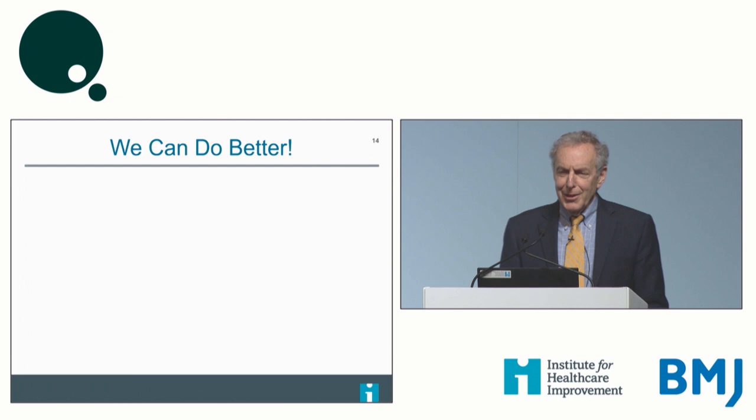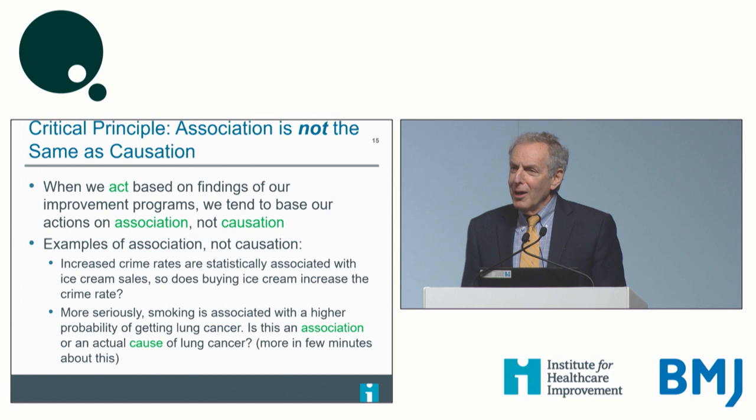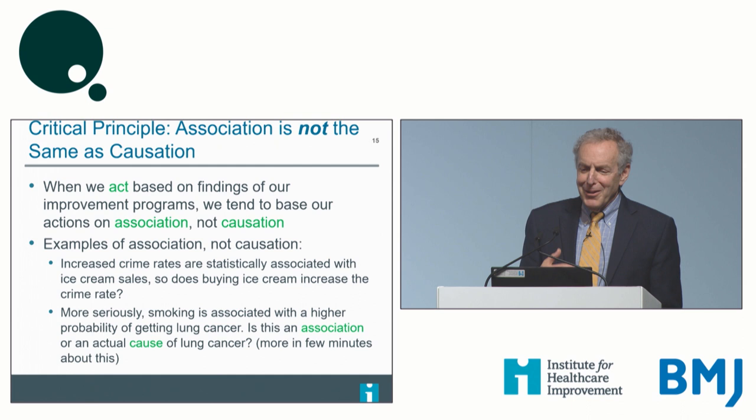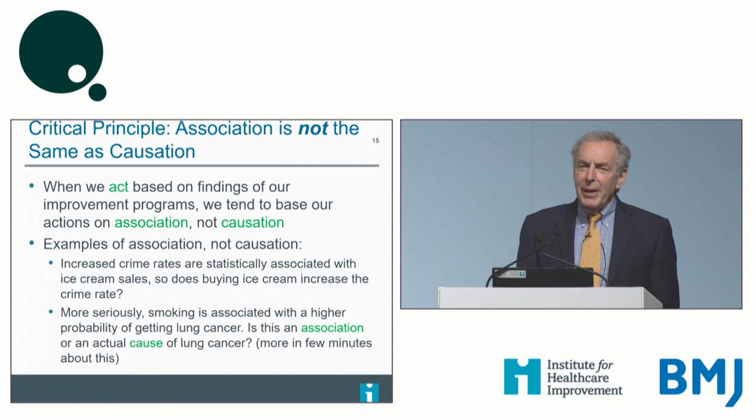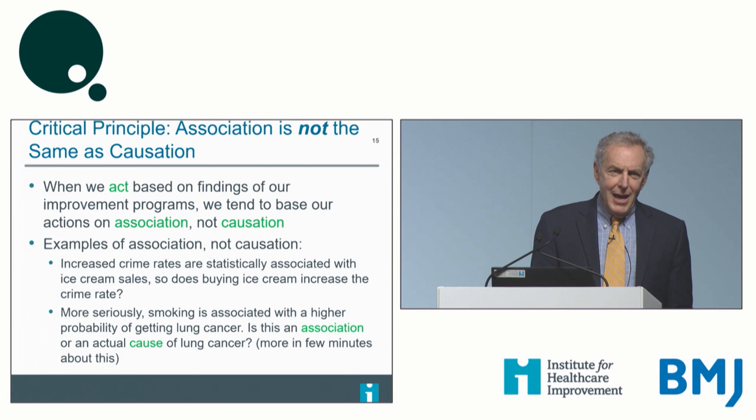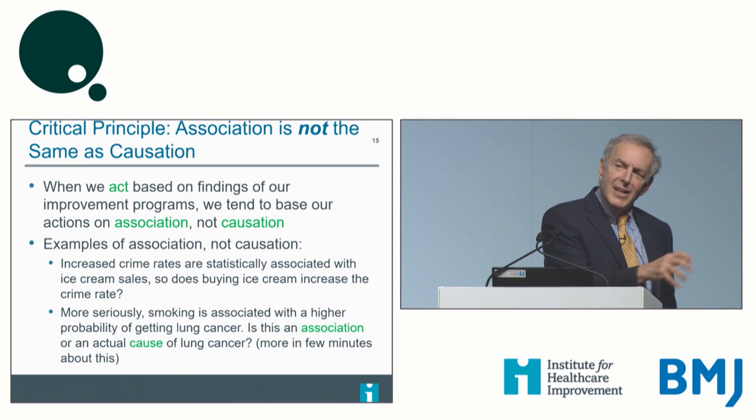And the critical principle I want to talk about now, and I hope you won't get up and flock for the back door when I start talking about association not being the same as causality. But when we act based on our findings of our improvement programs, we tend to base our actions, in my experience, on association, not causation. And that may not be a bad thing, but it's always nice to be able to have some confidence that what we did actually caused the outcomes that we're seeing, and it's not just association.